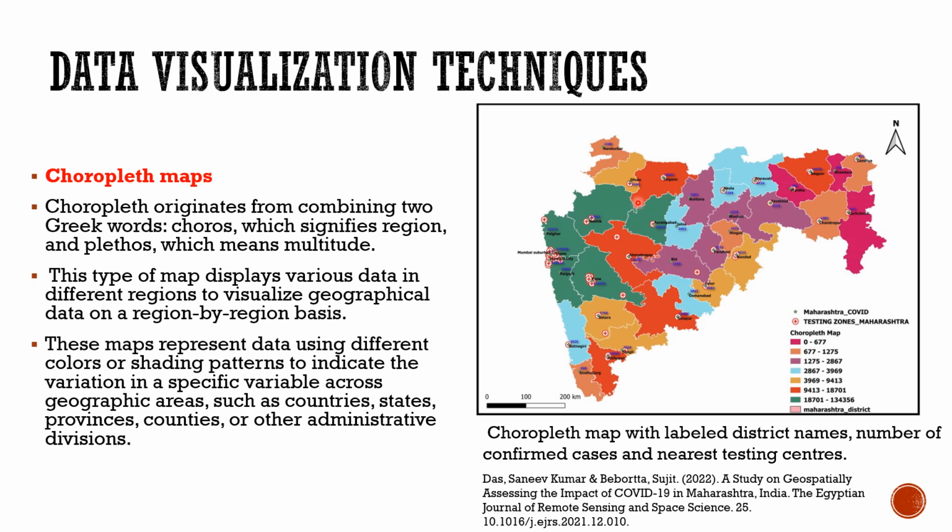These maps represent data using different colors or shading patterns to indicate the variation in specific variables across geographic areas such as countries, states, provinces, counties, or other administrative divisions. Here is a choropleth map with labeled district names, number of confirmed COVID cases, and nearest testing centers in Maharashtra, India.